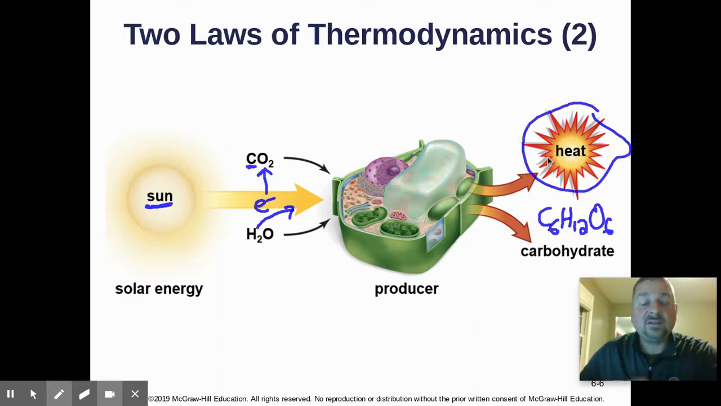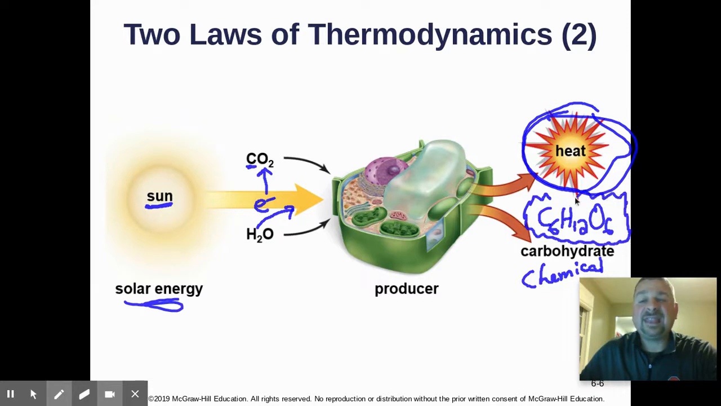Okay, second law of thermodynamics. You're going from solar energy to chemical or potential energy. So some energy is lost. But we now have energy stored in a form that things that can't use the sun can now use that energy.